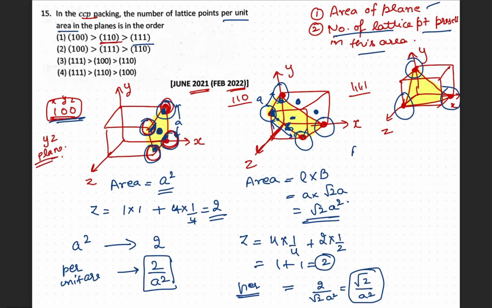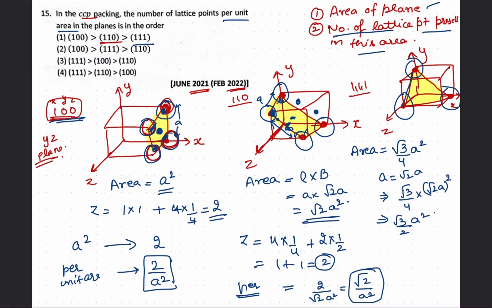Firstly we'll calculate the area. Now for the area, this is an equilateral triangle. We know the area of an equilateral triangle is root 3 by 4 a square, okay? Now here a is this length, this is a face diagonal, so a is root 2 a, so root 3 by 4 into root 2 a the whole square. Now when you solve it, you will get root 3 by 2 a square. This will be the area.